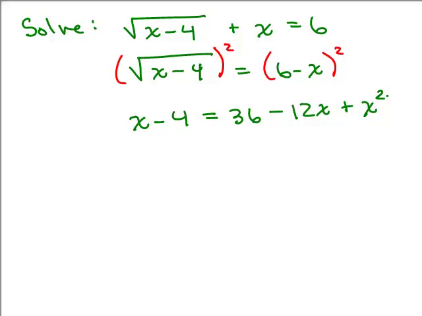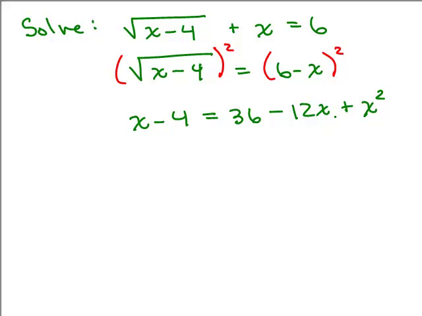Now we have an equation that has no radicals, and we see we have an x squared term, and we have some x terms and constants. This is a quadratic equation. So we started out with an equation with a radical sign, a square root in this case, and we ended up with a quadratic equation. So this is a radical equation that led to a quadratic equation, which is easier to solve.